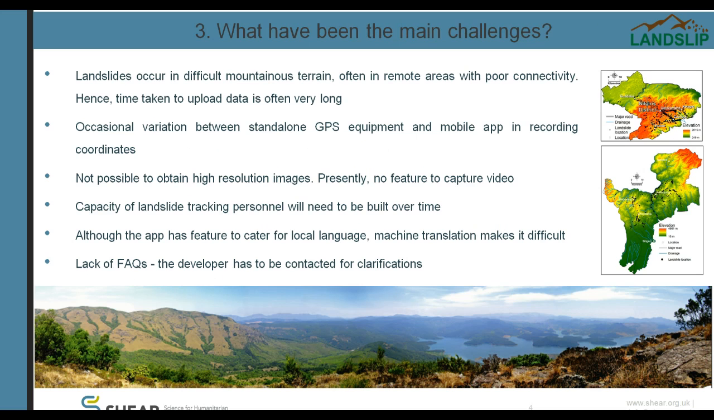In the hilly areas where landslides usually occur, the issue of poor network connectivity with remoteness of the region makes it difficult for the user to upload the data instantly as he records. The accuracy of the GPS coordinates varies in places with poor network. Therefore, it is necessary to cross-check coordinates by using a standalone GPS device. The images captured are automatically compressed when uploaded on the app. Hence, it becomes difficult to obtain high-resolution images for use in future.